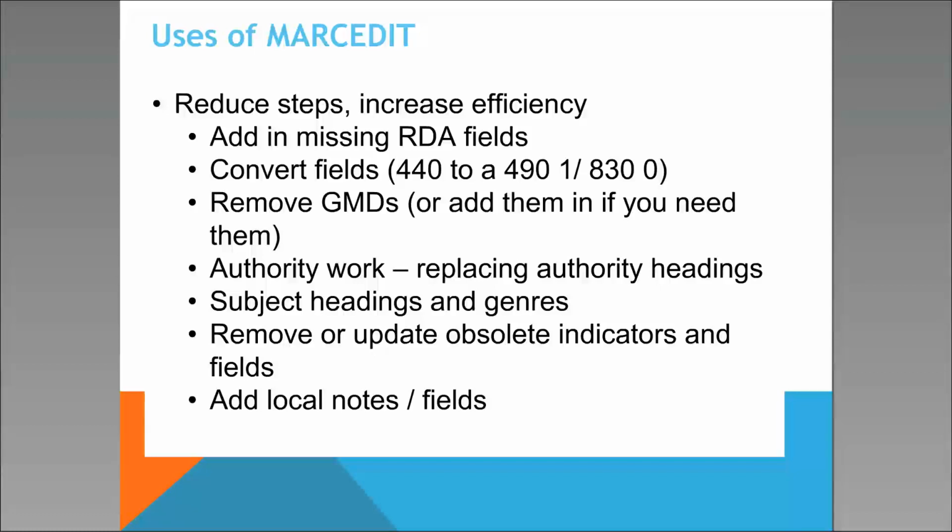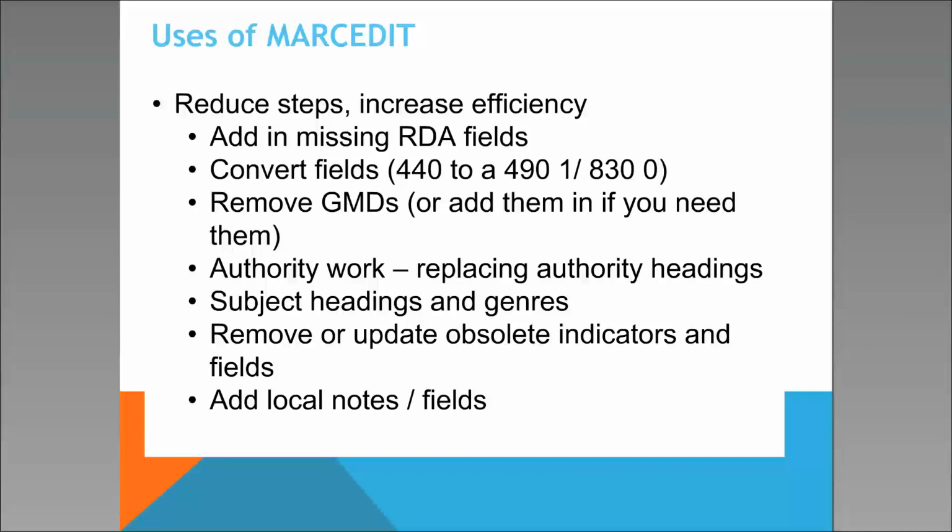But you can add in those missing RDA fields. You can add those GMDs back if you really need them. But you can take those out. I know there are some OCLC tools and things like that to do that as well, but you can do things like convert a 440 to a 490 and 830. You might need to take a look at those a little bit, because the 490, the 440, sometimes the coding, sometimes the formatting of it will be just a tiny bit different compared to an 830. So you may need to take a little bit of a look at that.